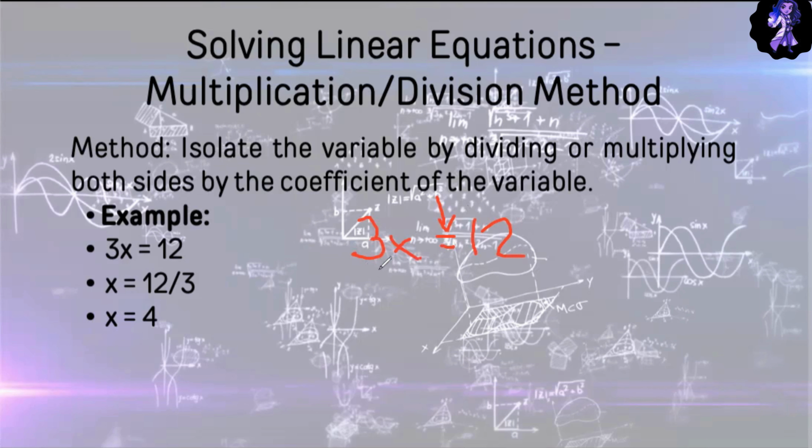The way that we do that is because this is multiplication, we want to do the opposite of multiplication, which is division. So we bring everything over to the other side by dividing both sides by 3, therefore isolating the x by itself. When we say x equals 12 divided by 3, we can further simplify this to 4, and that's how we get x equals 4. So that's how we complete that method.